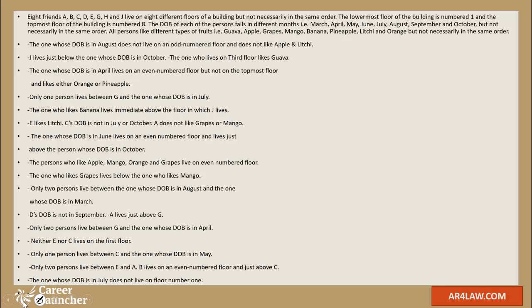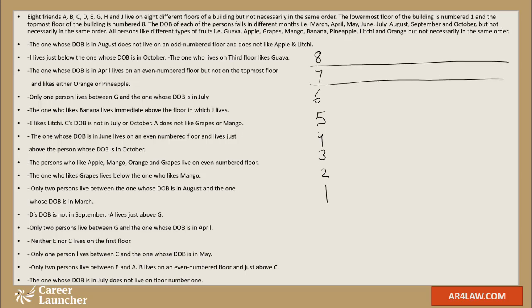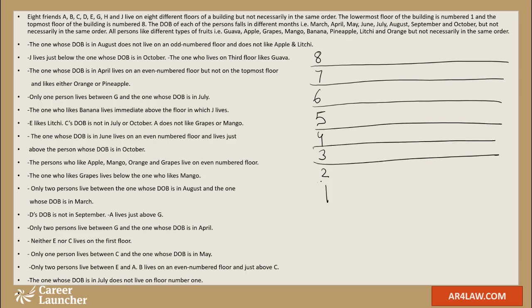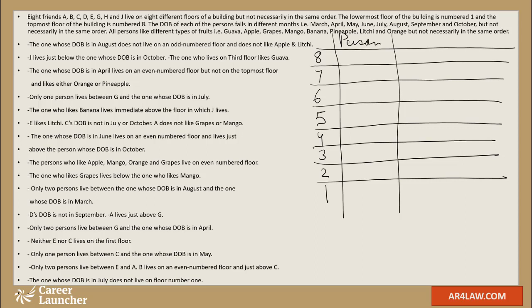So let's first, as we know, the basic thing to start off with a floor based puzzle is to have a vertical floor array placement. Floor number 1 would come at the bottom, and we have seen we have 3 parameters to match here: the name of the person, the birth month, and the fruit liked by that particular person. So there is some little space here, so I'll just write a little smaller.